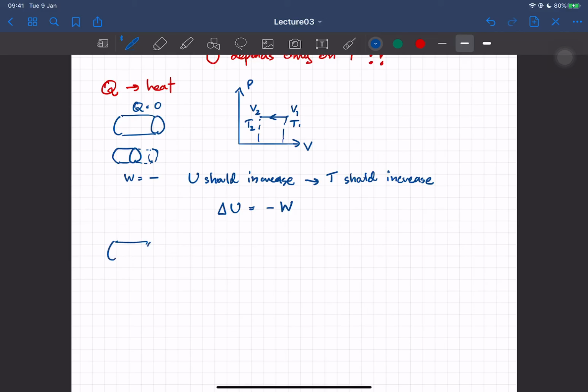So if you have another container, and you don't do any work, means you don't change the volume, right? So you don't touch the volume. If you let some heat flow into the gas, delta U is also going to increase, right? So Q is positive when you have some heat flowing in. So in this case, I can write delta U equal to simply Q, right? So heat flows in, is going to increase the temperature, and hence increase U.